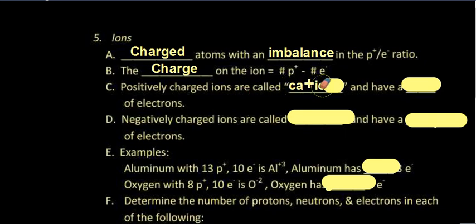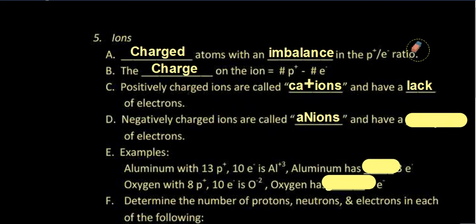Positively charged ions are called cations. Notice the t resembles a plus. That's how we remember that these cations are positive. And they have a lack of electrons. They have fewer electrons than protons. Negatively charged ions are called anions, and they have a surplus of electrons.